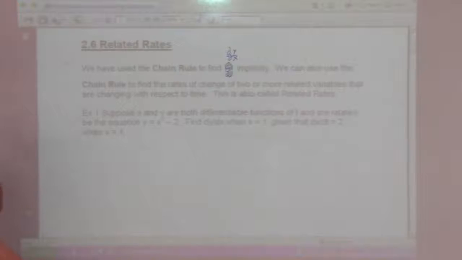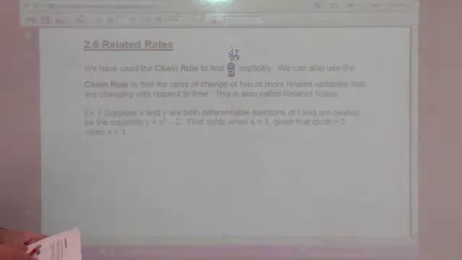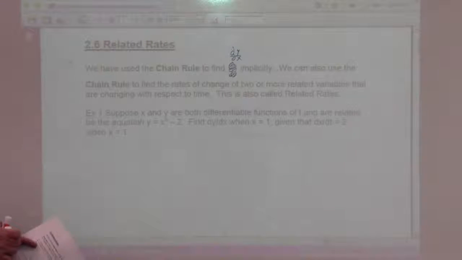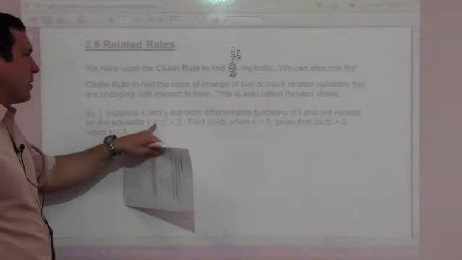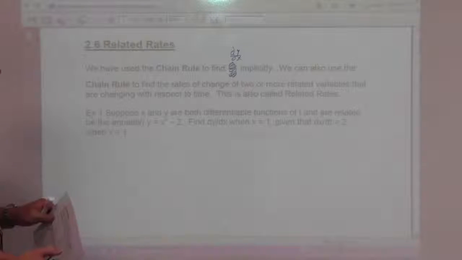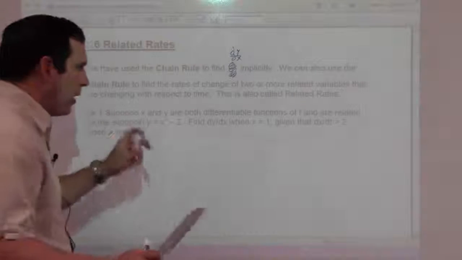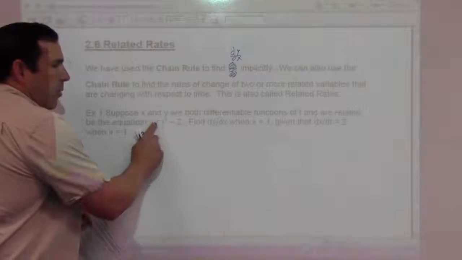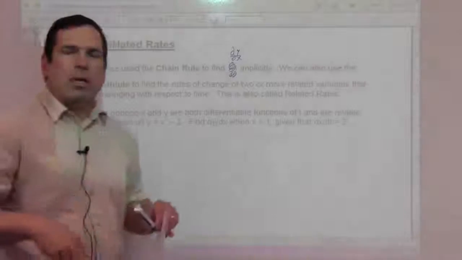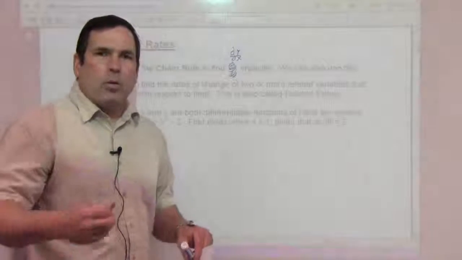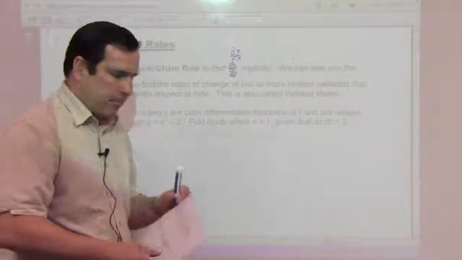So suppose x and y are both differentiable functions of t and are related to the equation y equals x cubed minus 2. Find dy/dt when x is 1, given that dx/dt is 2 when x is 1. So I want to point out x and y are both functions of t, so when we do our implicit differentiation, we're doing our dx/dt basically.